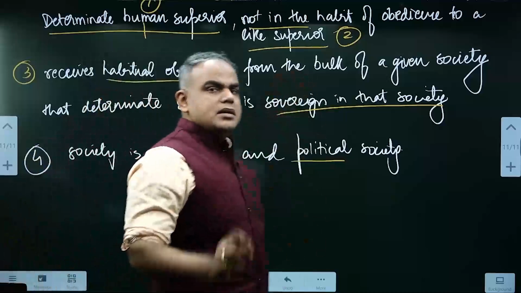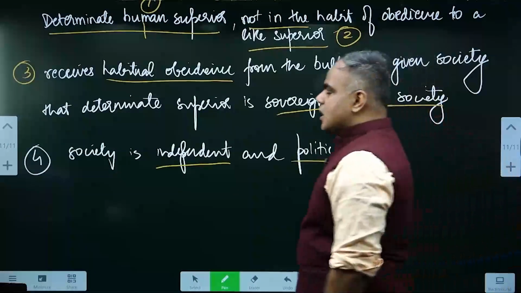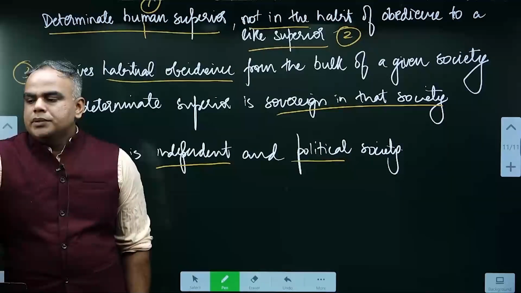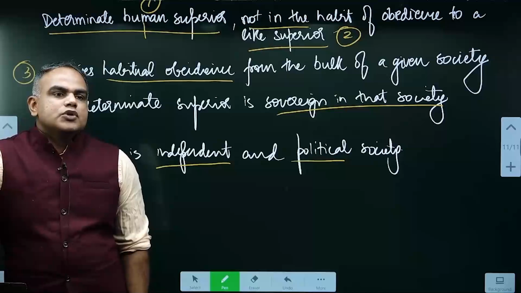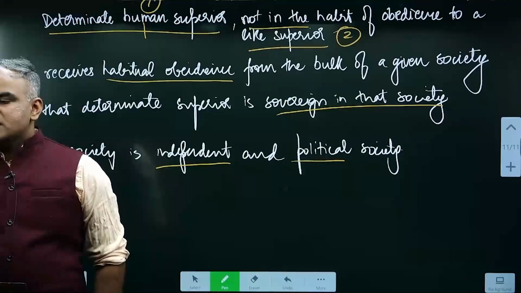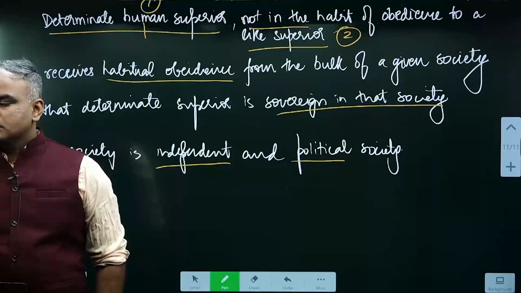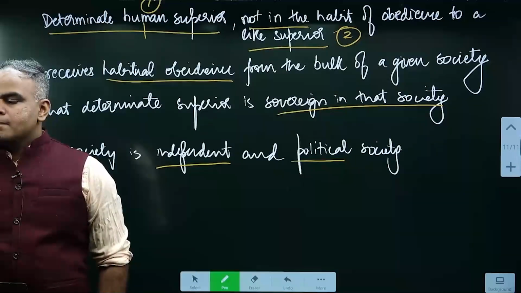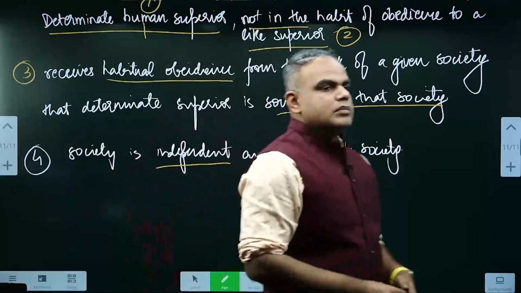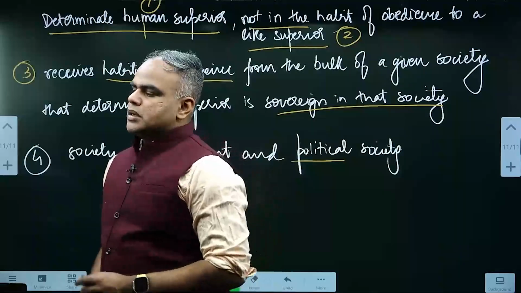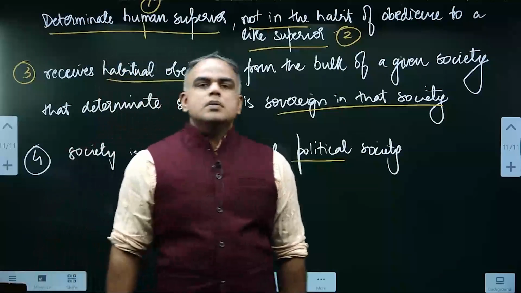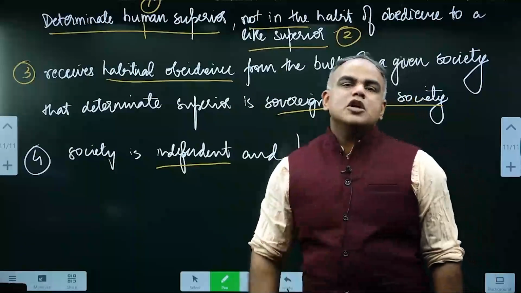Now overall, what is the essence here? Austin argued that sovereignty is absolute, indivisible, and located in a specific superior who is habitually obeyed and obeys no one else.